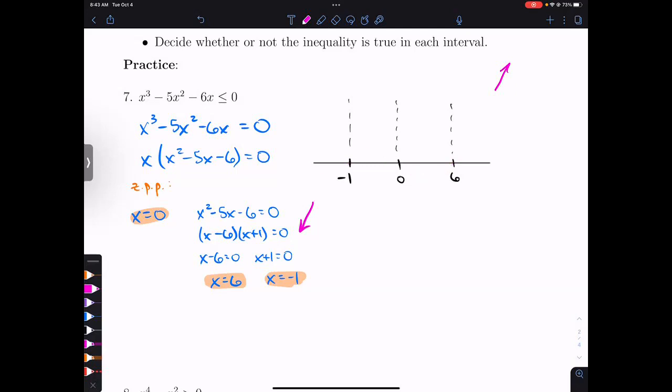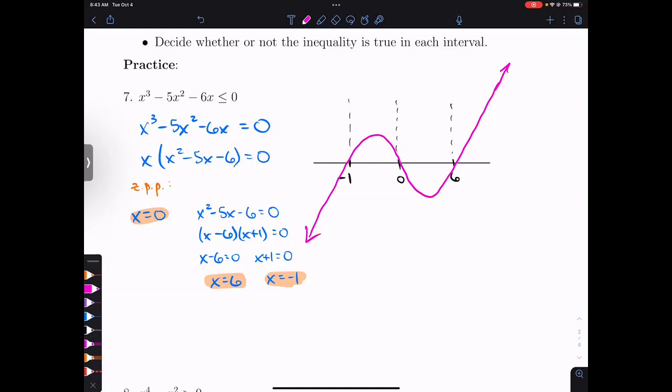Let me draw it more exaggerated. Right, it looks something like that. I don't know exactly how tall these bumps in the middle are, but that's okay. I don't care either, right? Because what I need to know is where is it positive or negative, right? We're comparing it to 0.